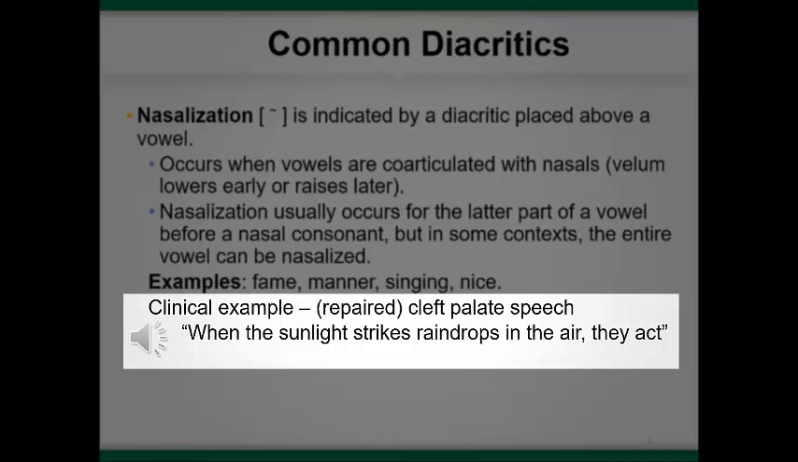There are issues with the consonants in this speech sample as well, and we will discuss how to transcribe some of those issues in the next slide.